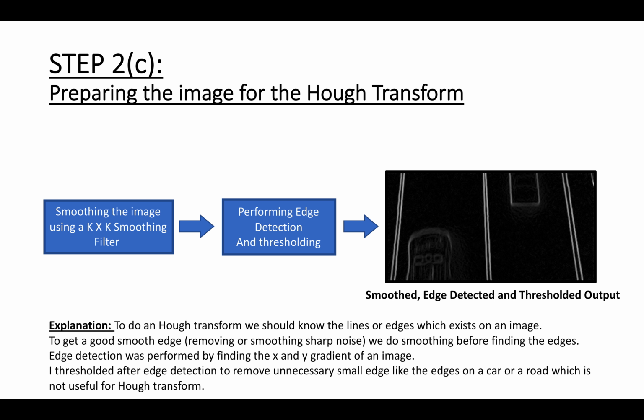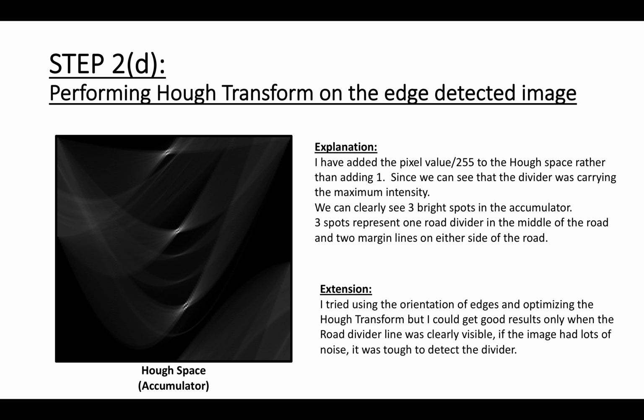Before applying the Hough transform, the pre-processing steps are very important, like smoothing the image using a K by K smoothing filter and performing edge detection. We perform a smoothing function on the image to smoothen the edges and remove any sharp noise. Then we perform the edge detection using the X and Y gradients. Thresholding is a very important step, because the edges of the car body or other objects found on the road are of no importance for finding the Hough transform. So setting a good threshold parameter for filtering out those edges is very important.